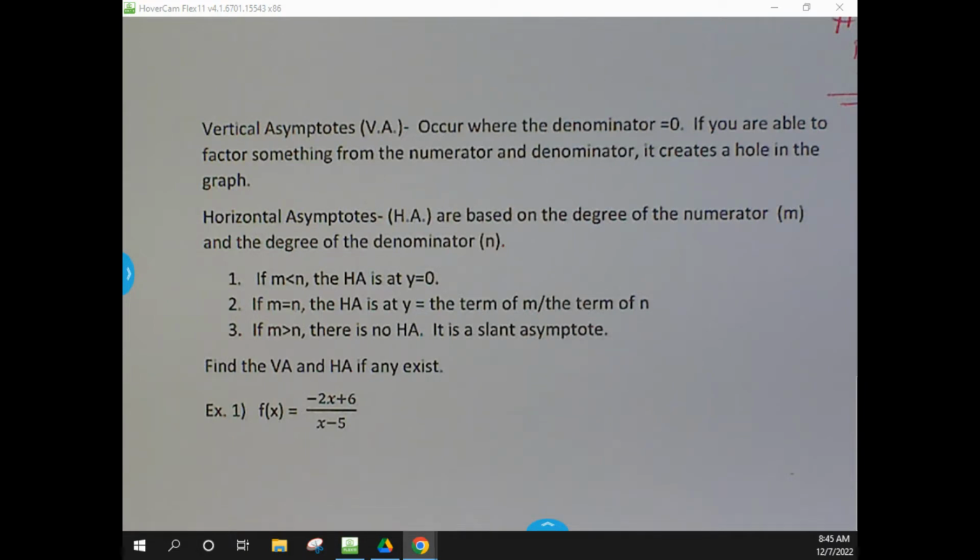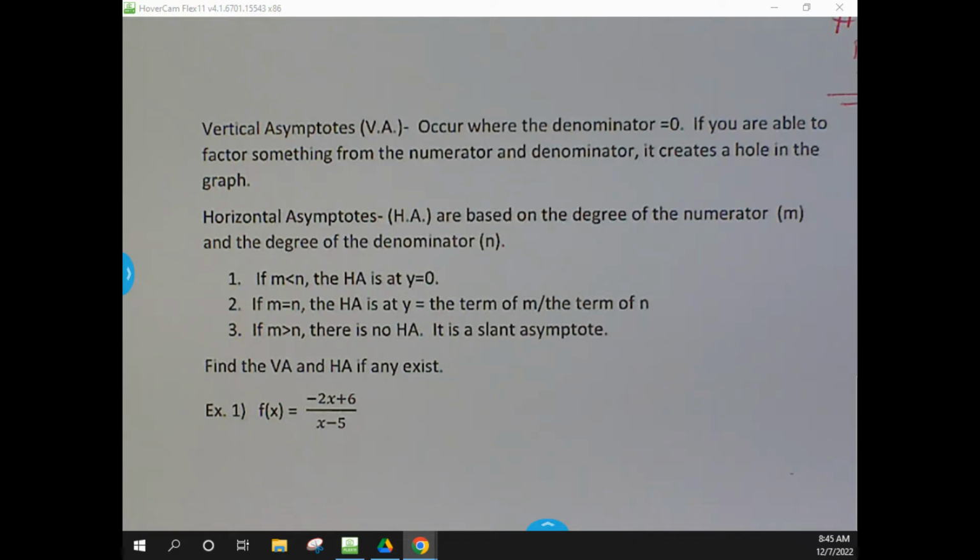If you're able to factor something out of the numerator and the denominator, it actually creates a hole in the graph. So instead of it being an asymptote, where we drew the line and said you wouldn't touch it, just get close to it, if you've got something you can cancel out of the numerator and denominator, like an x plus 2, then there's an actual hole in the graph at x plus 2 equals 0. So it actually skips over it.